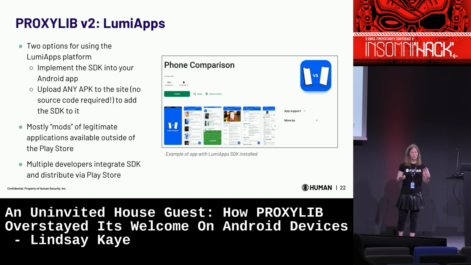Generally, what we saw these look like, they were mostly mods of legitimate apps. So they were of legitimate applications. None of these were actually in the Play Store. I don't think they would make it in. They would not be approved. They were available outside, so it was more finding them on third-party sites, things like VirusTotal, just laying around there. However, we did see multiple developers actually integrate the SDK and develop it via the Play Store. So here's an example of what it looks like. You can see, not using that free VPN model, this is something called phone comparison, whatever that means.